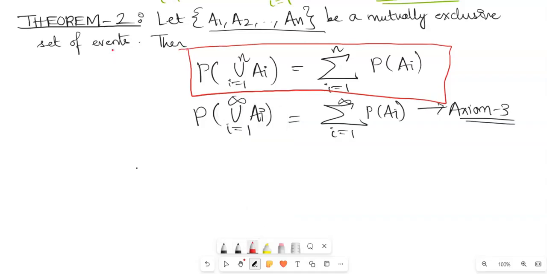Okay, the probability of all the unions of Ai's will give me the summation of all individual P of Ai's. So ideally we will be using this axiom 3 in our proof. So we'll see how it begins.